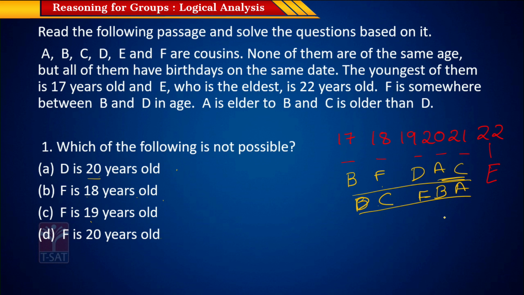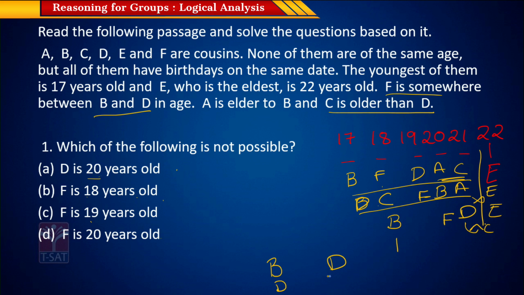So if F is 20 years old, okay, and we know that F should be between B and D, and let's say there is B somewhere here and there is D over here, and we know that E is always fixed. E will always be 22 years old. It is the eldest. So we have other conditions to fulfill, that is C is older than D. So C should be to the right of D, where it has, this is not a possible combination. Even if you switch the places, because we don't know whether B is younger than D or D is younger than B. So let's check both the conditions.